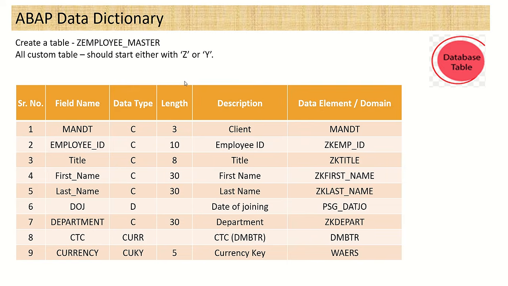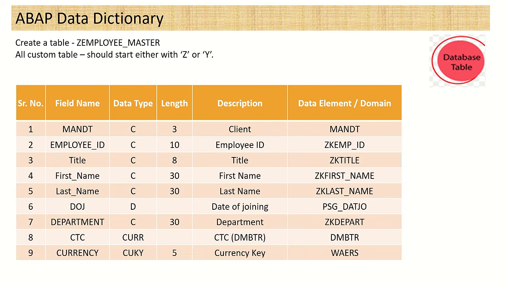Here also we have to follow the naming convention. All tables must start with Z or Y. Here I'm taking a scenario of an employee master table. I will give the table name and field names. Initially I'm creating it with 9 columns, and later we'll add some additional columns. So initially I will create all these columns: mandate, employee ID, title, first name, last name, date of joining, department, CTC and currency. In the next column I have given the type, whether it is character, date, currency, etc. All of it I mention here along with the length.